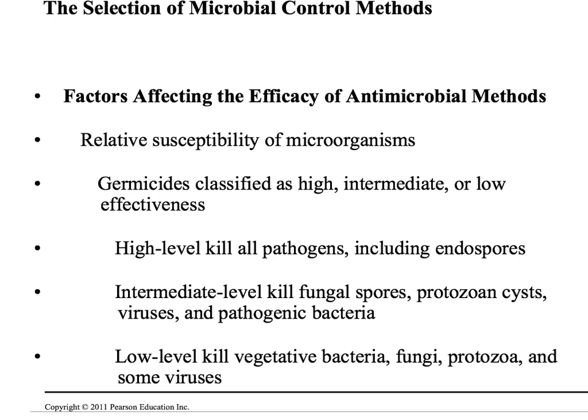So, we have different terms for particularly chemicals that exert different levels of control. So, germicides. These have high, intermediate, or low effectiveness. That means that basically germicide, cide, means to kill. These kill germs. They could kill germs really well, or they could kill germs not so well. And so we'll talk about high-level germicides, intermediate-level germicides, or low-level germicides.